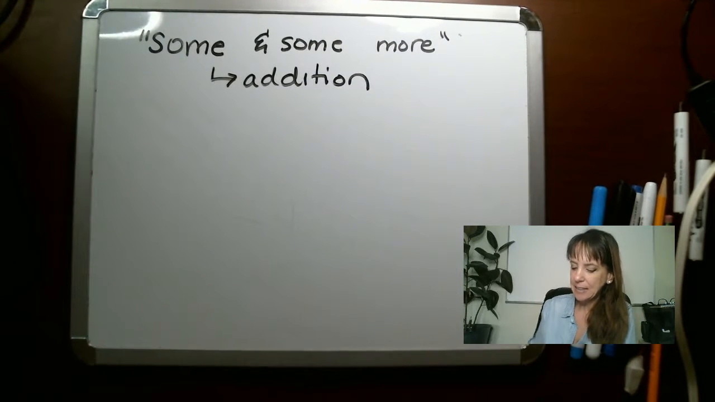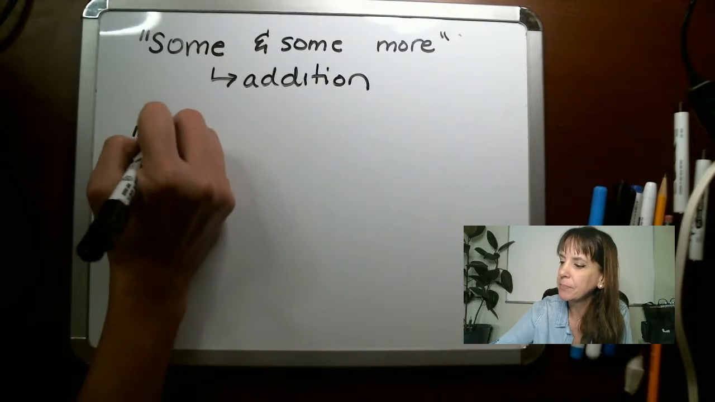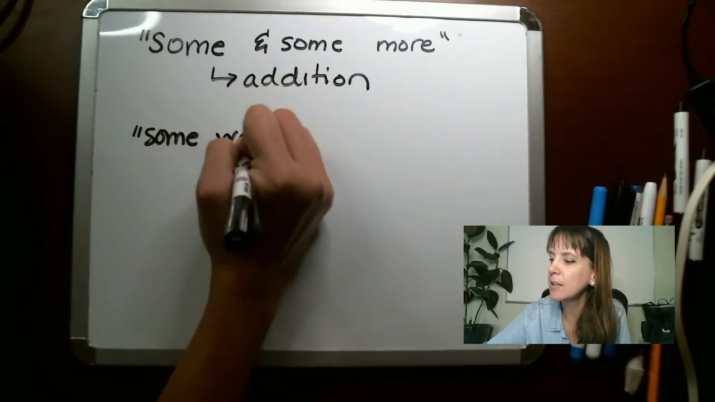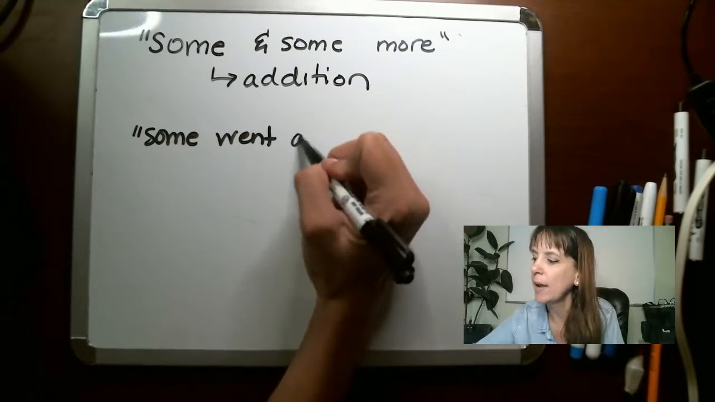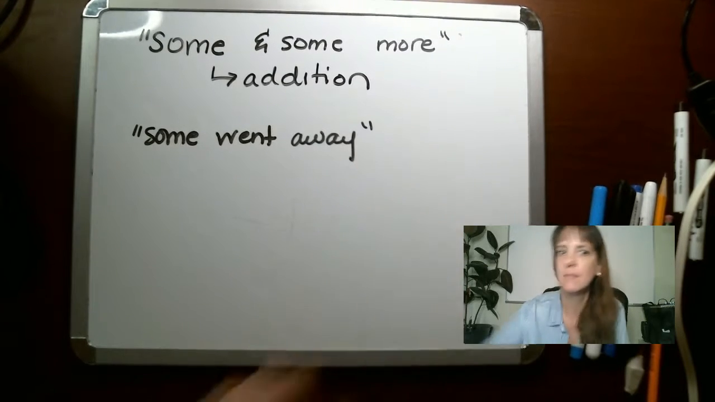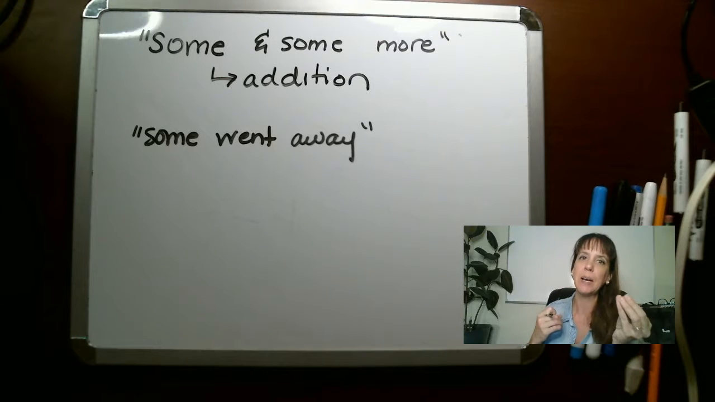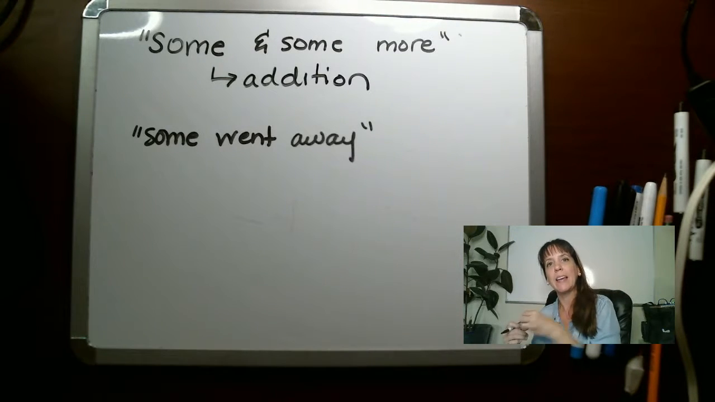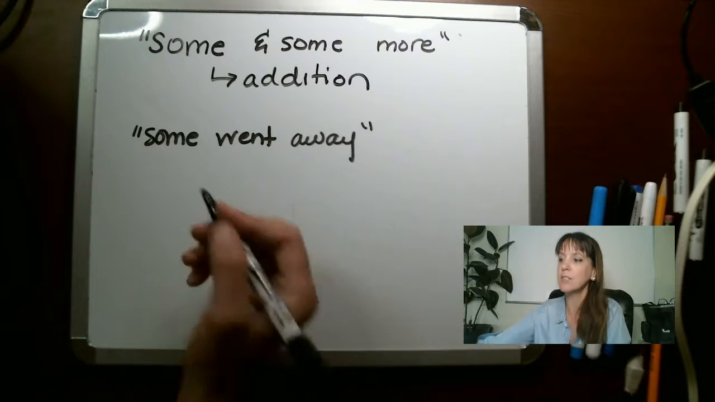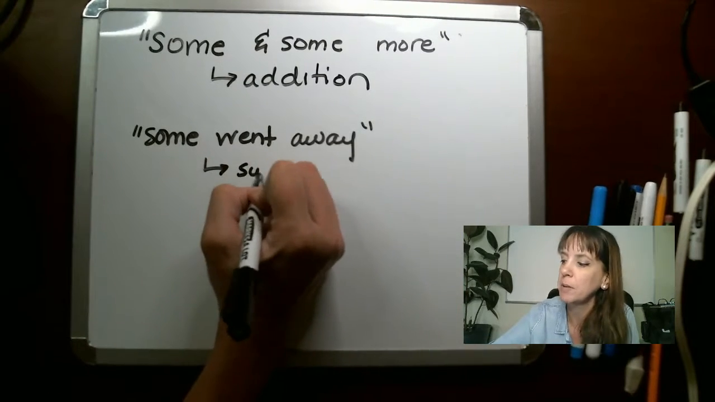All right? Let's talk about some went away. Here's the story. Tom took $37 to the music store. He bought a pair of headphones for $26.17. Then Tom had $10.83. So he had some money. Some went away, and then he had a remaining balance, right? So some went away is a subtraction problem.